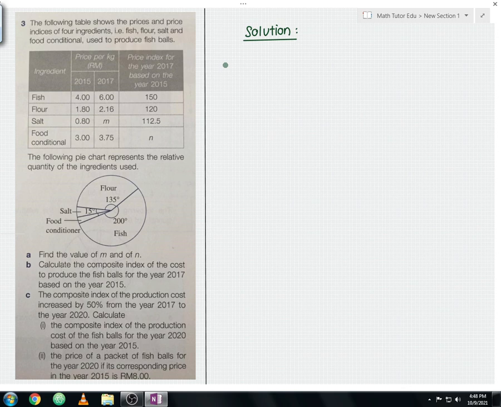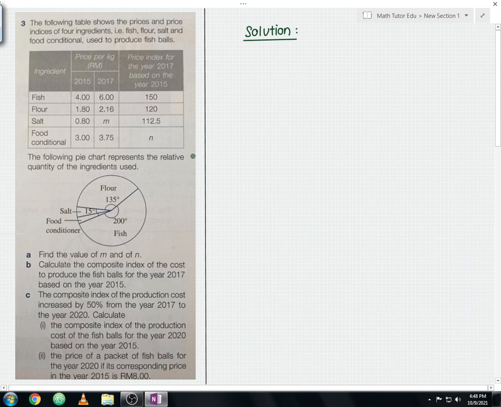Okay, let me read the question now. The following table shows the prices and price indices of 4 ingredients, which is fish, flour, salt and food conditioner used to produce fish balls. So the first column consists of the ingredient, and the second column consists of the price per kg in ringgit Malaysia of the year 2015 and the year 2017, and the third column is the price index for the year 2017 based on the year 2015.